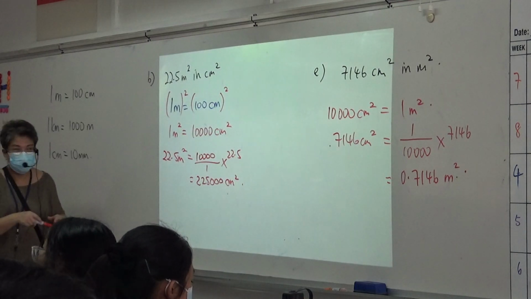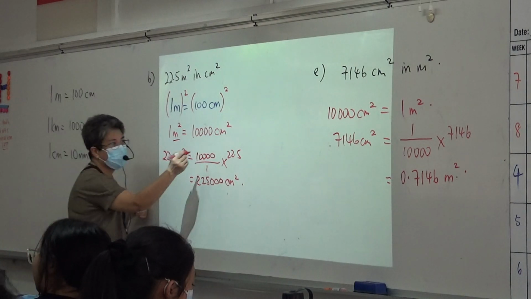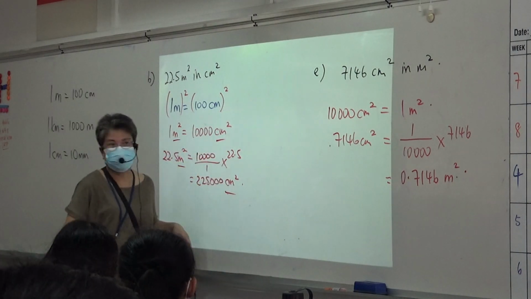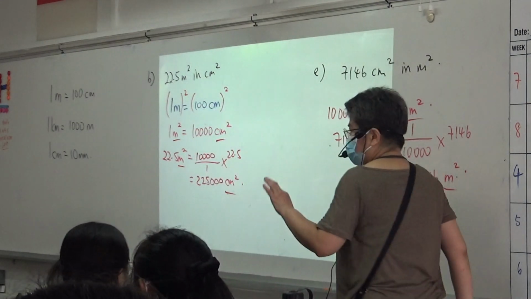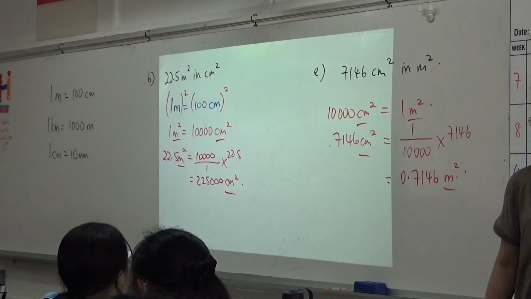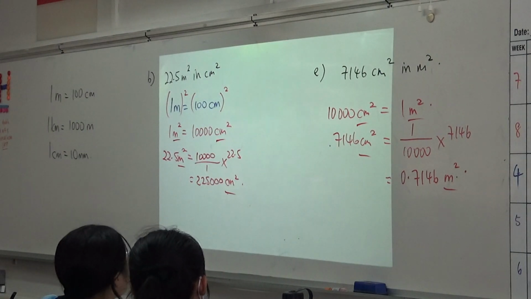Everybody okay? I'm going to repeat again. Can you see meter squared is this side, cm squared is this side? You always line them up, you will not have any trouble. Is that clear? Everybody okay now?